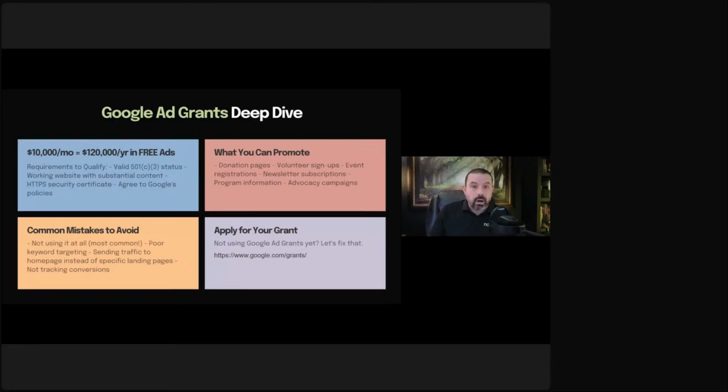However, there are guardrails, there are metrics you have to meet, certain click-through rates, and you can't use broad search terms. You have to be very focused in the search terms. So there's a lot of gotchas there.